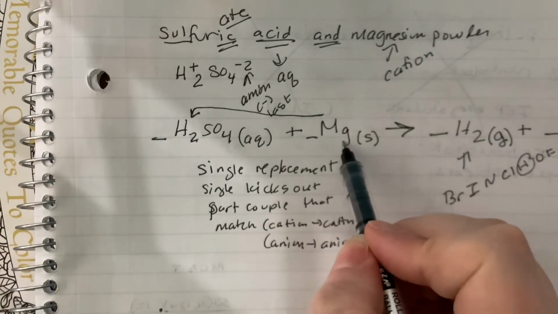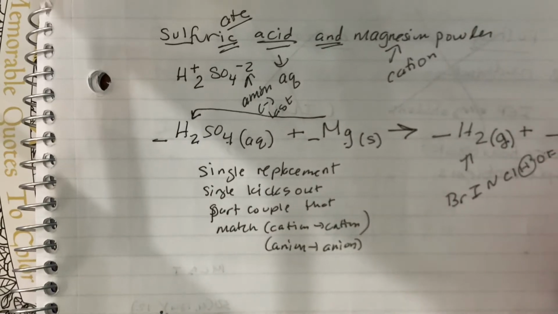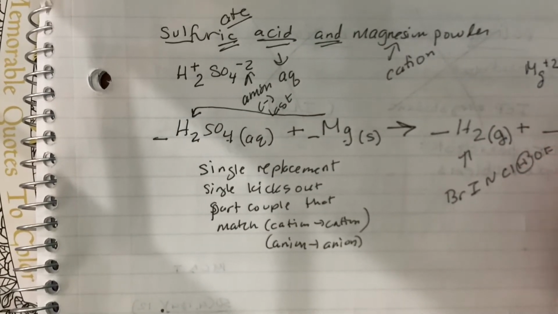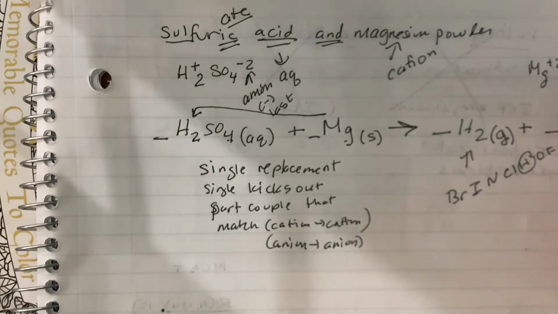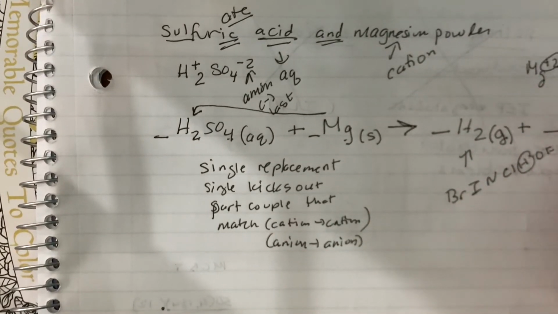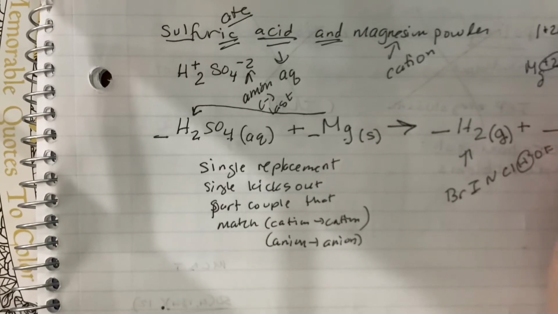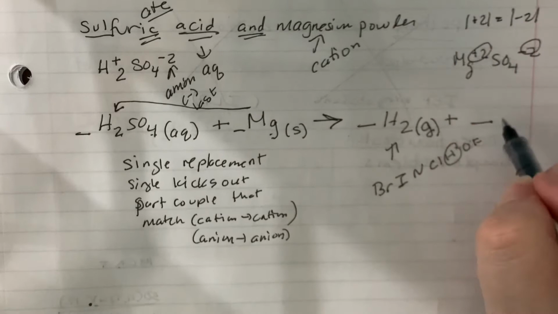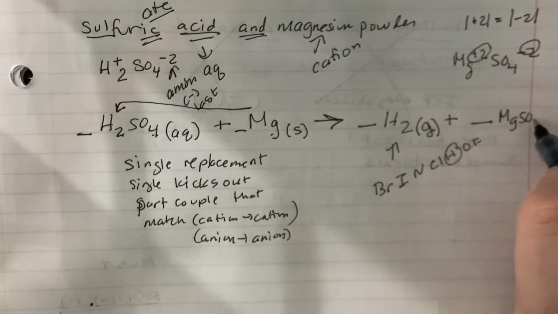And what am I left with? Magnesium is now mixed with sulfate. Mg plus 2 because he's group 2, SO4 minus 2 because he's on the poly sheet. It's a basic ship because the absolute value of plus 2 is equal to the absolute value of minus 2. So I can just stuff them together. Magnesium sulfate.